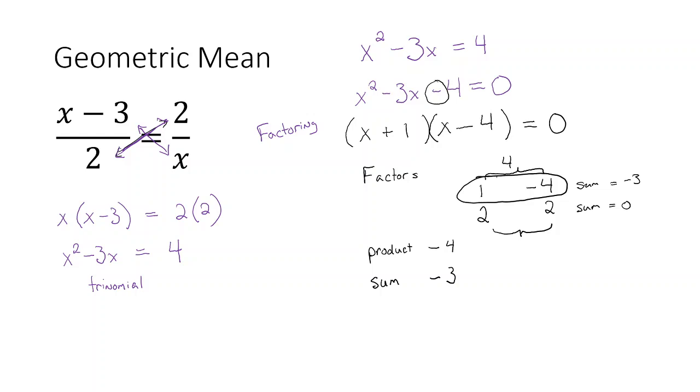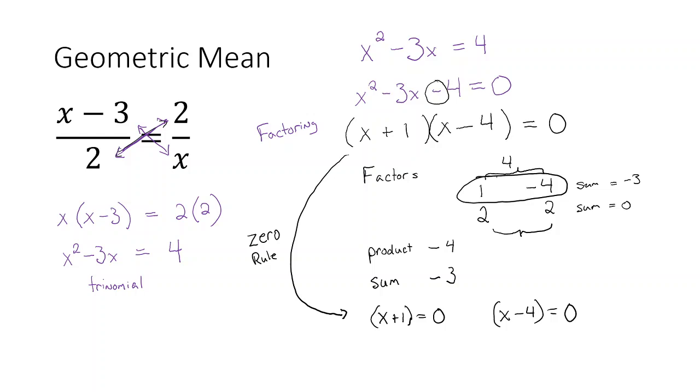Now we want to know what x equals. This is something we've talked about already this year. The zero rule of factors states that x plus 1 can equal 0, or x minus 4 can equal 0. Well, when would x plus 1 equal 0? When x is negative 1. And when would x minus 4 equal 0? Well, if you added 4 to the other side, you get x equals 4. So there are two possible solutions to this question.